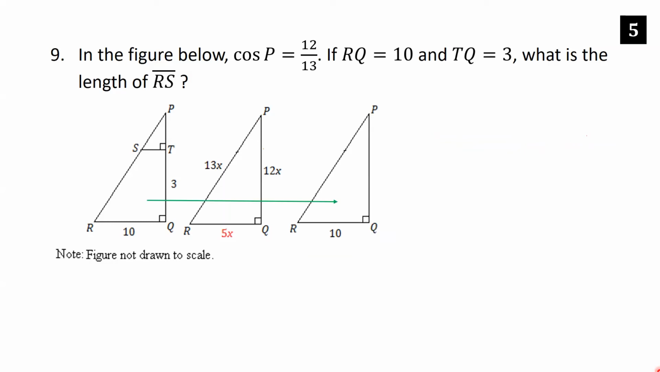So now I'm just going to recopy the big triangle that we started with. I'm going to leave out the little triangle for now. And notice that I labeled it as a 10 for RQ, just like it is supposed to be. And comparing it to the triangle that we used with getting the information from cosine, we see that 5x is 10, so that x has to be 2. And that allows us to get that 12x is 12 times 2, which is 24, and 13x is 13 times 2, which is 26. Okay?